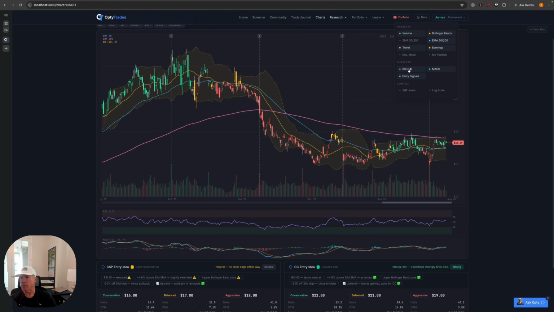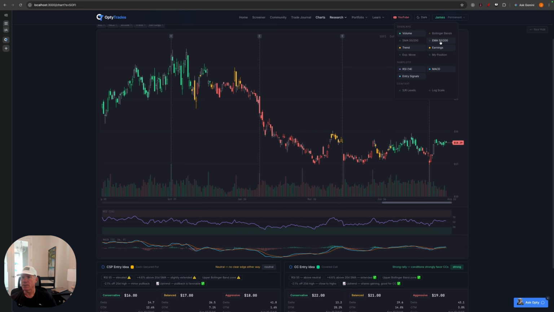Let's remove a couple of these. I want to just clean this up so you can see these. I'll leave the trend on there. Volume's fine. Let's get rid of these. Let's put on our automated support and resistance levels. Let's add them to the chart. And you can see it does a pretty good job of getting your support and resistance levels.